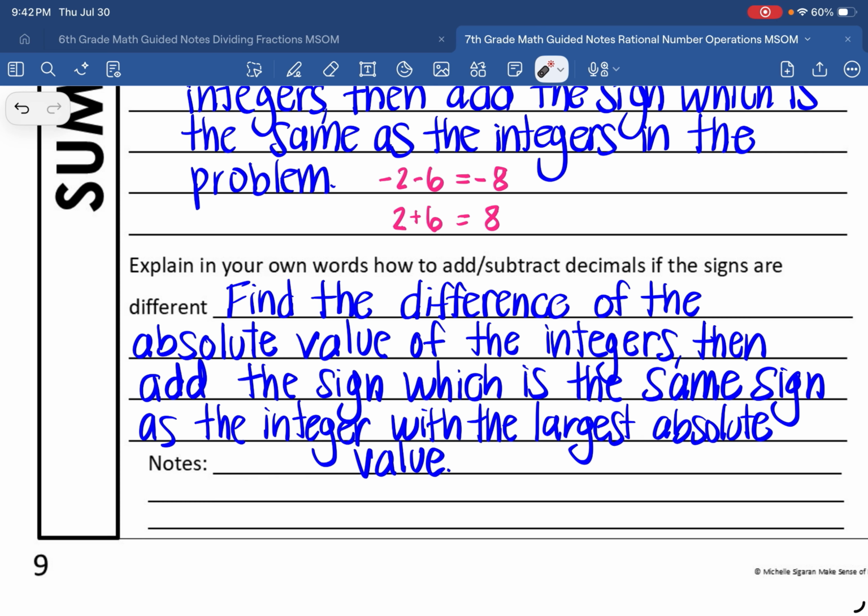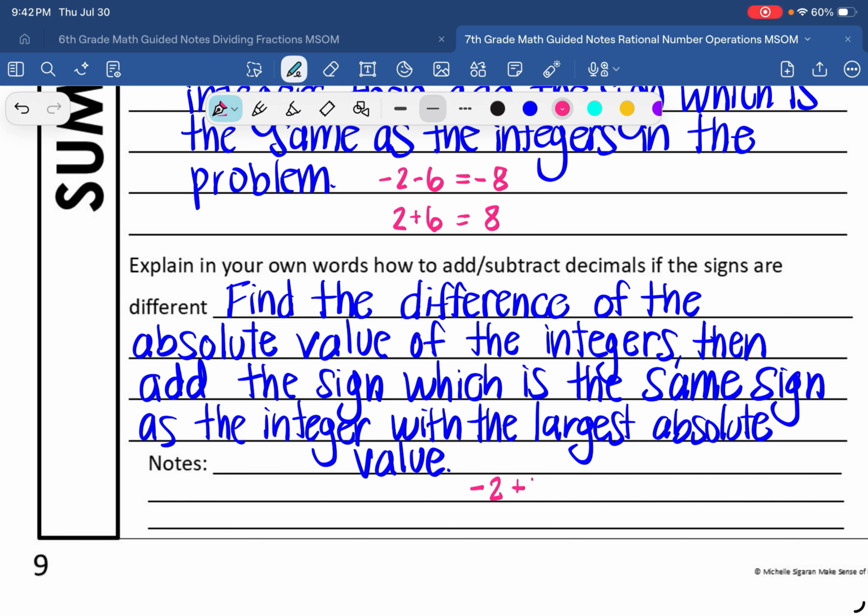So for example, if I have negative 2 plus 6, I'm just going to subtract 6 and 2, which is 4, and then 6 has the largest value there, so it's still going to be positive. Whereas if I had 2 minus 6, again, I'm just going to do 6 take away 2, which is 4. But here, 6 is still the largest value, but now it's a negative, so that would be negative 4.